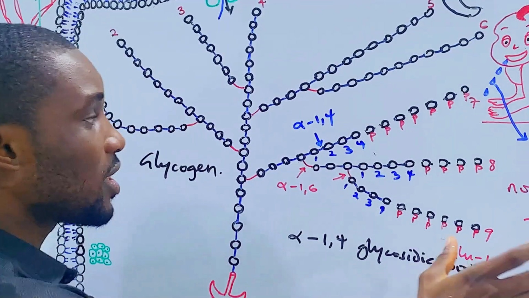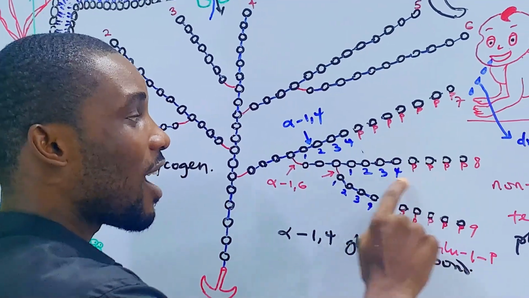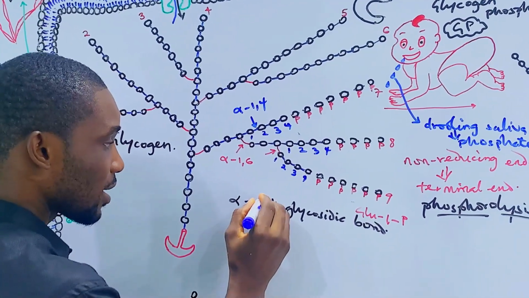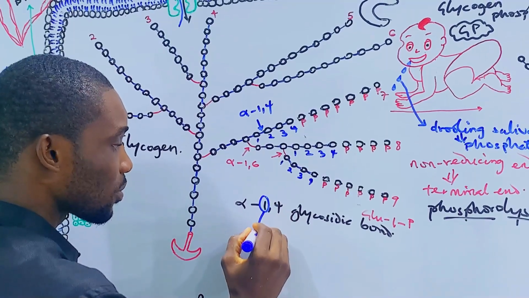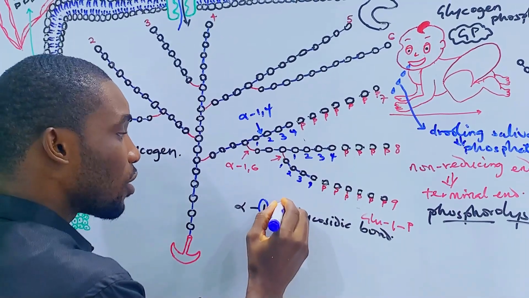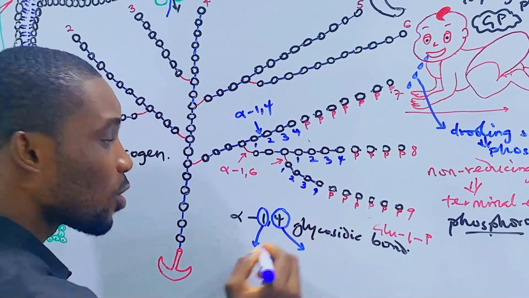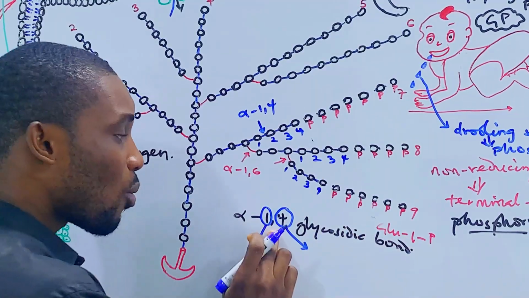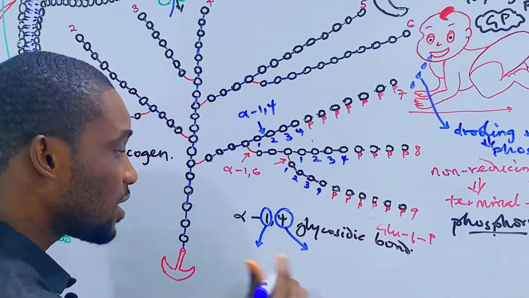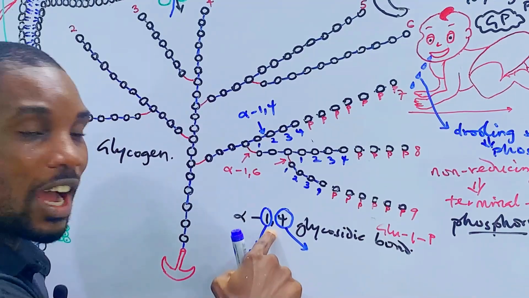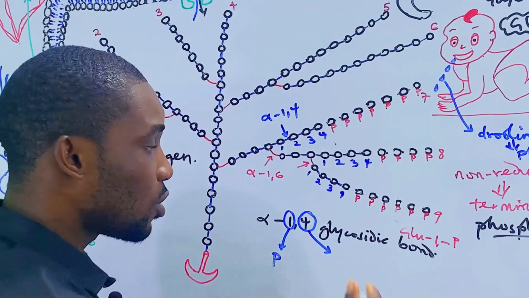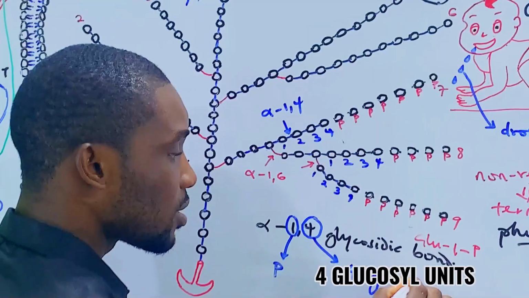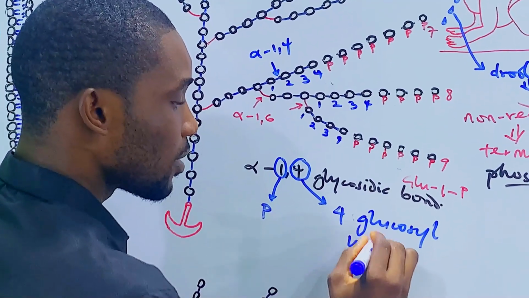That's clear, right? So you can notice that baby GP breaks down the alpha 1 4 glycosidic bonds by adding a phosphate at position 1, right? And then until we have 4 glucosyl units left. Can you see the trick? So we have baby GP breaking down alpha 1 4 glycosidic bonds by adding a phosphate at position 1 and continues until we have 4 glucosyl units left.